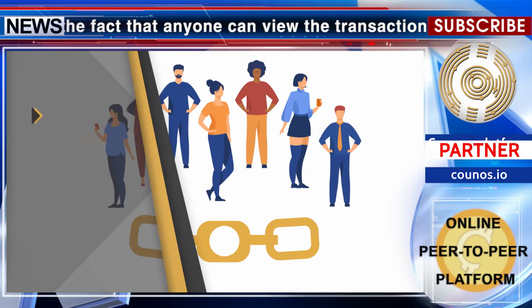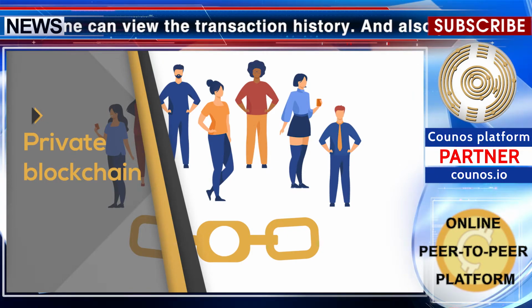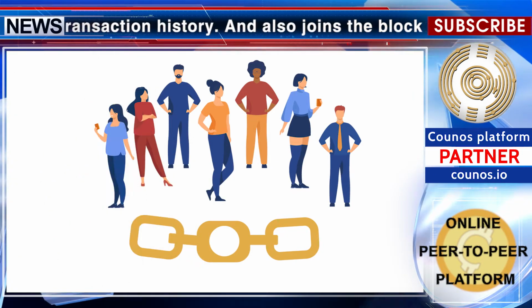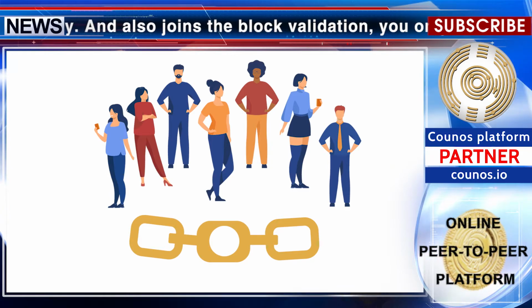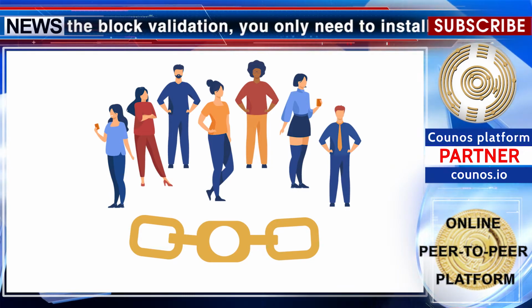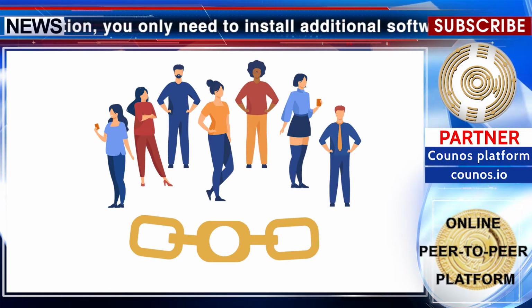Private blockchains set their own specific rules for viewing transactions and transferring data to the chain, unlike public blockchains. Such networks are not decentralized because they have a clear hierarchy, but they are distributed.